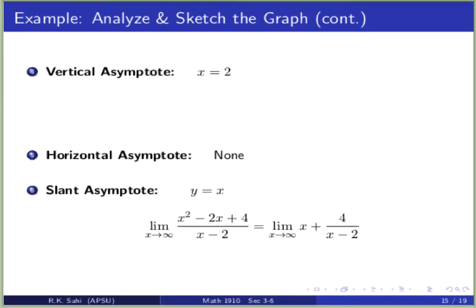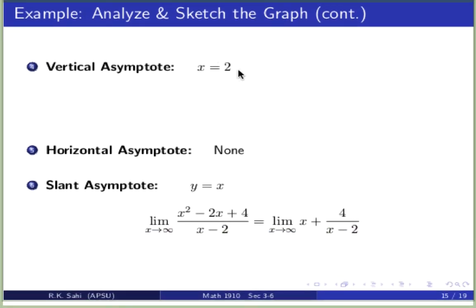Now, let's look at the vertical asymptotes. But remember, what was our function? Our function was x squared minus 2x plus 4 over x minus 2. So 2 was not in the domain, it is a vertical asymptote, okay? Horizontal asymptotes, now notice, the degree of the numerator is first of all bigger than the degree of the denominator. So no horizontal asymptotes. Is there a possibility of a slant? Yes. Why? Because the degree of the numerator is exactly more than the degree of the denominator by 1. So yes, there is a slant asymptote.